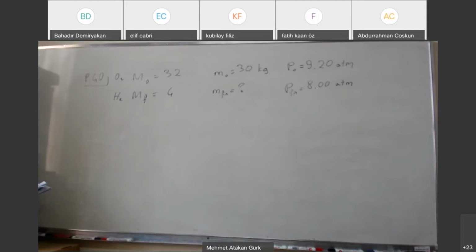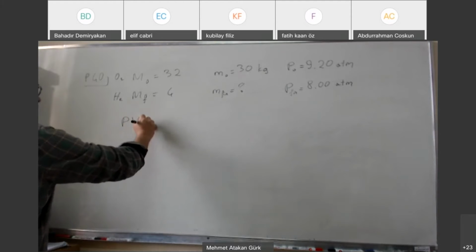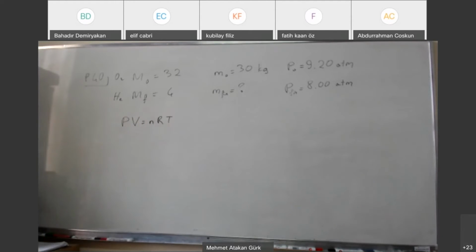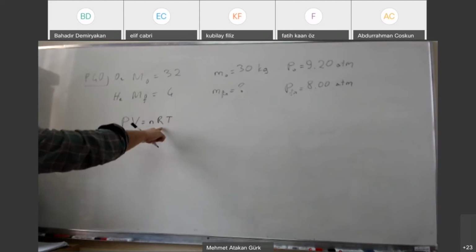Oxygen has 8 protons and 8 neutrons, that's 16, times 2 for O2, so I think it's 32. Okay, so how do we go about this? Perhaps the easiest is to calculate the number of moles of the initial gas, oxygen, then calculate the number of moles of our final gas, and from that move on to the mass of the final gas. For that we're going to use the ideal gas law, PV equals nRT. The volume is the same, the temperature is the same, the only thing that's changing is pressure. That will change the n.